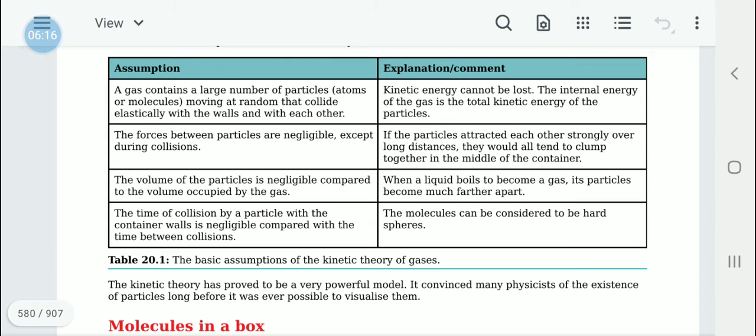Then the volume of the particles is negligible compared to the volume occupied by the gas, right? When a liquid boils and becomes a gas, these particles move farther and farther apart, so they are very much farther apart. That is the explanation for the volume of the particles being negligible compared to the volume of the gas.